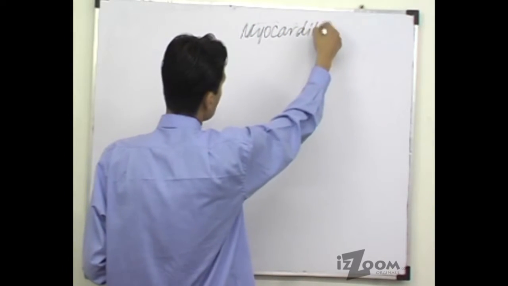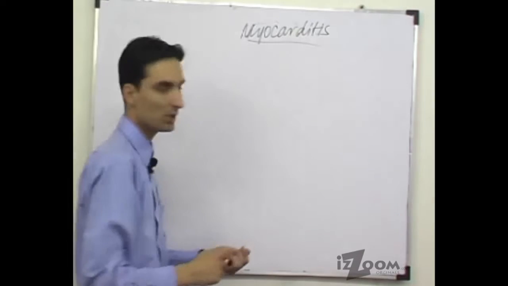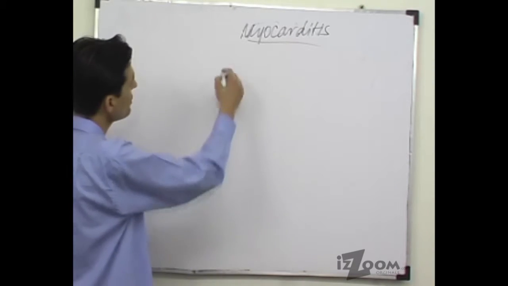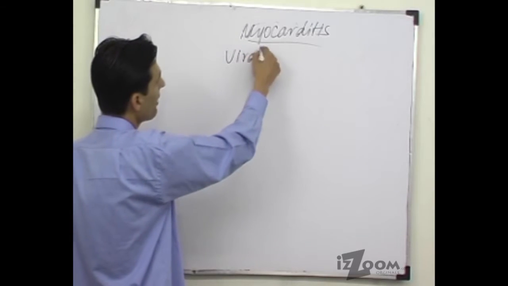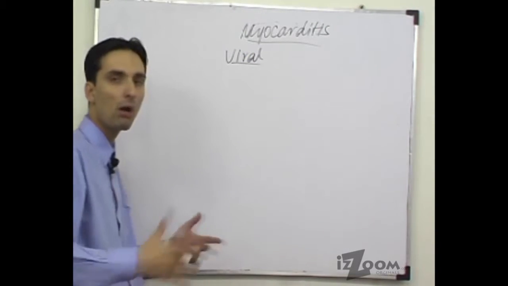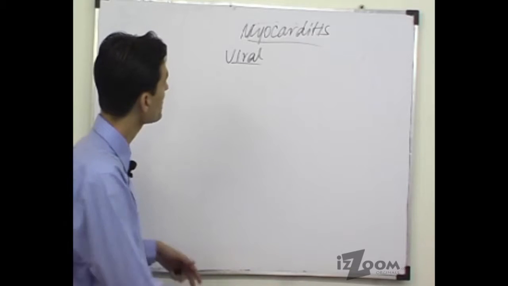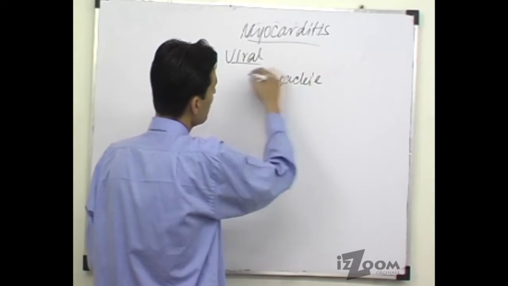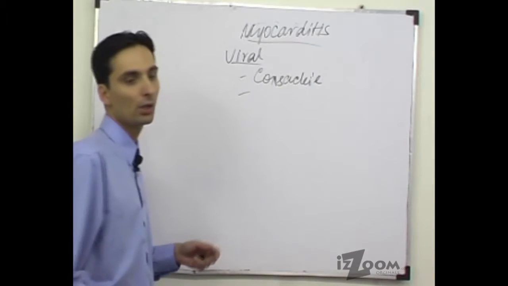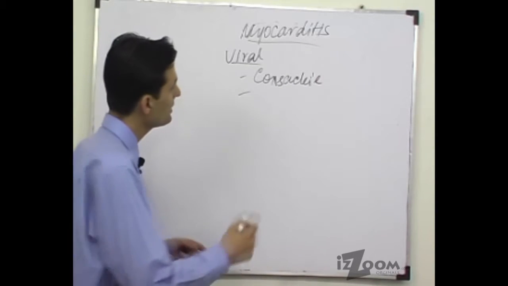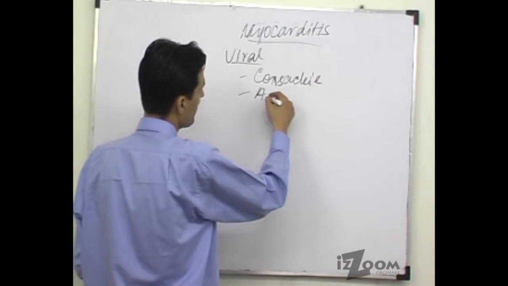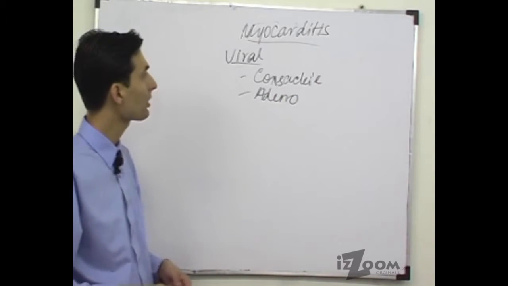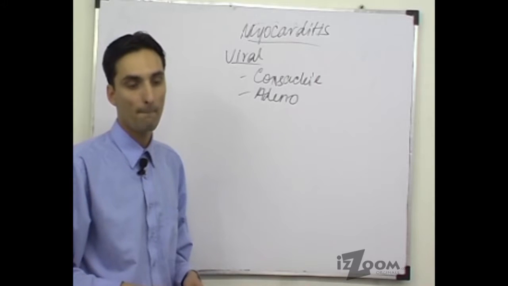Myocarditis. As the name suggests, myocarditis is inflammation of the myocardium. This inflammation most commonly is caused by viruses. The most common viruses that cause myocarditis are the Coxsackie virus, and the second one is the adenovirus. So Coxsackie and adenoviruses are the most common viral etiologies for myocarditis.